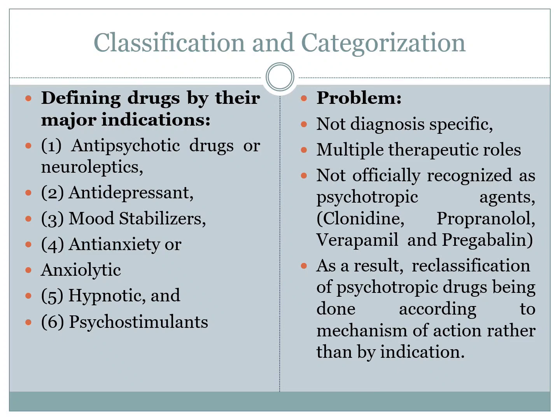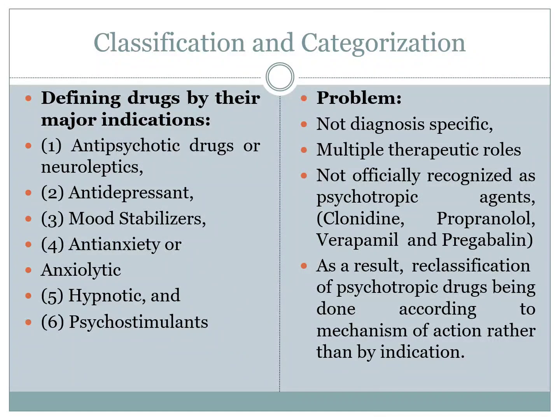But the problem with this classification is that it is not diagnosis specific. Means an antipsychotic, for example olanzapine, is also considered a mood stabilizer, and a mood stabilizer, lithium, is also considered to reduce the suicidal intent in schizophrenia. So interchangeably, these drugs can be used from one to another disorder. And the second point is that agents not officially recognized as psychotropic are used in psychiatric disorders, like clonidine for opium withdrawal, propranolol to cut social anxiety, verapamil and pregabalin also for anxiety disorders.